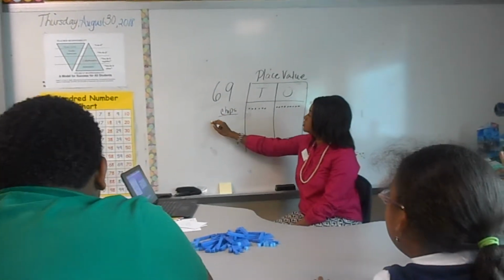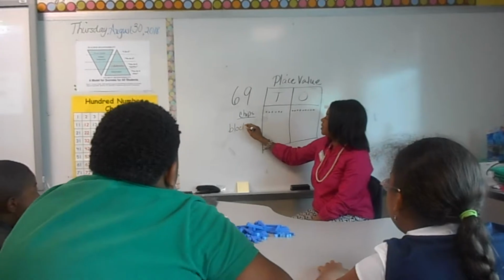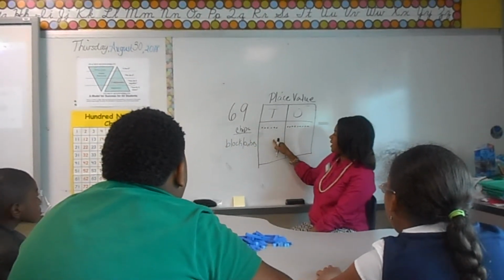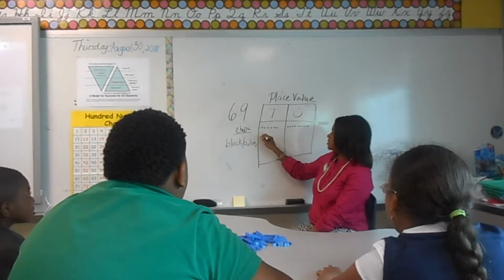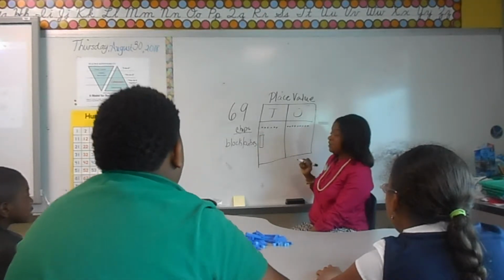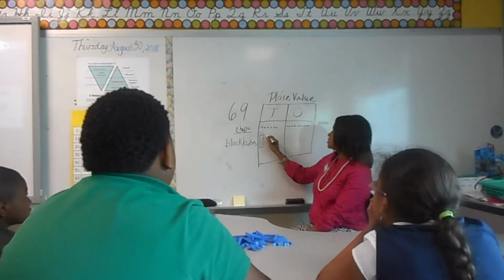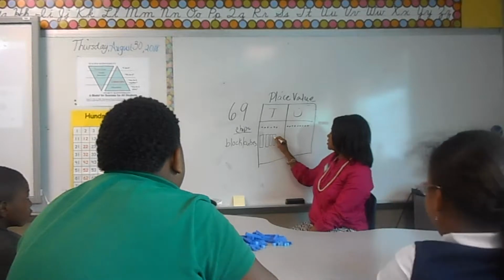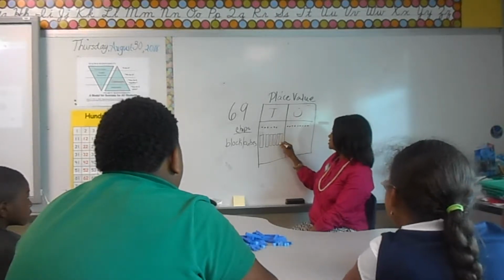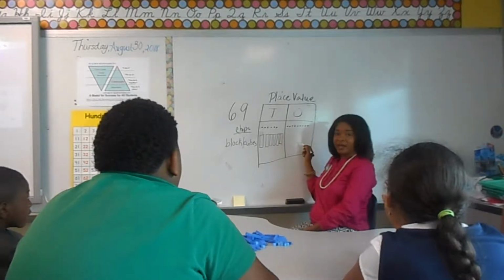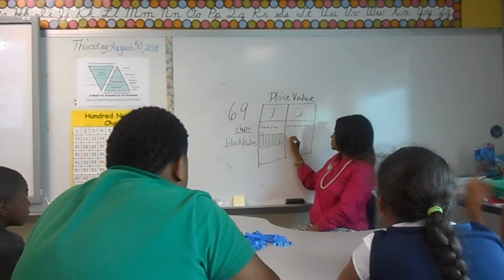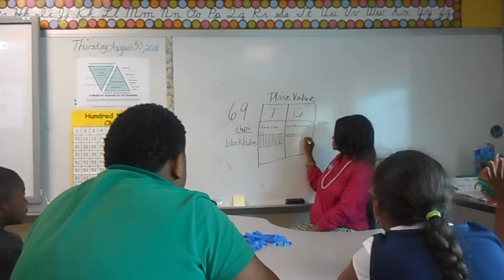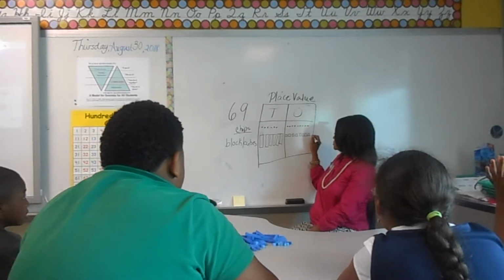Now let's look at using the blocks and what? Cubes. All right, so how would I model that? How do I draw the blocks? How many do I draw? 6. So that's 1, 2, 3, 4, 5, 6. How many cubes would I have? 9. So let's count them. 1, 2, 3, 4, 5, 6, 7, 8, 9.